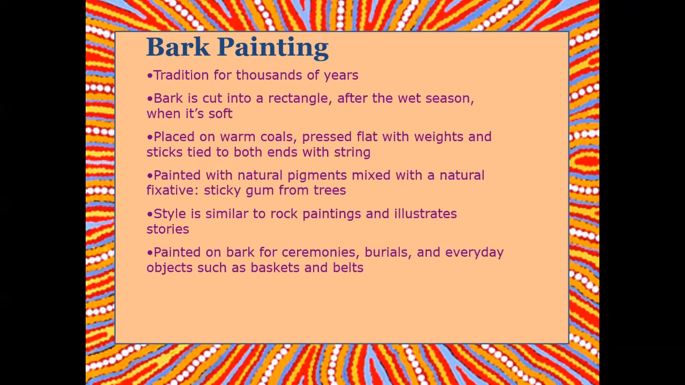And then they painted with natural pigments mixed with a natural fixative. They would use sticky gum from trees, in a similar style to what they did on rock paintings, but it would also illustrate the Dreamtime stories. And they were painted on bark for ceremonies, burials, and everyday objects such as baskets and belts.